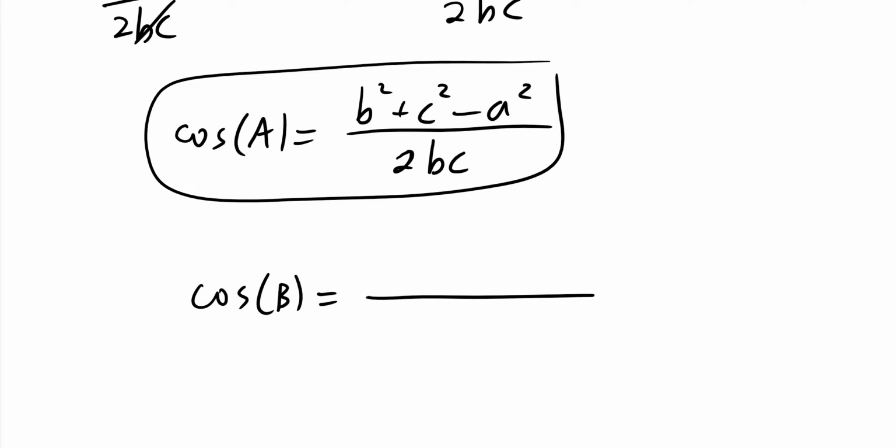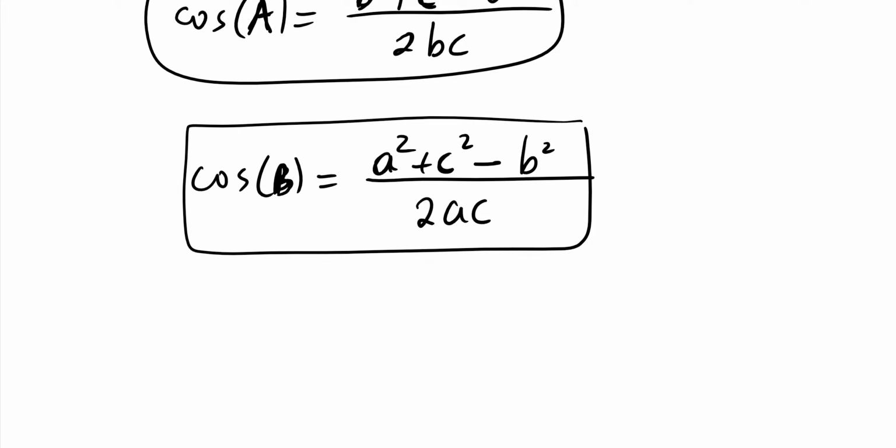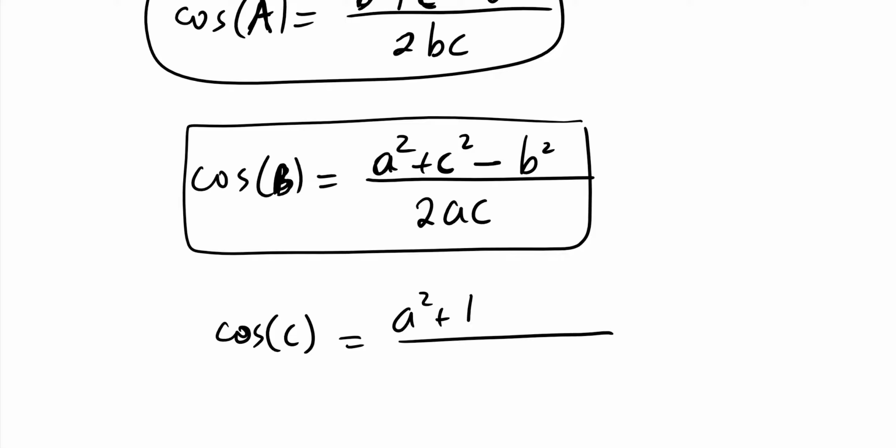If I want to find cosine B, this is how you find it. Watch, since it starts with A, you do B and C. So if it starts with B, you do A and C, A squared, C squared. And always 2 in the denominator. If this is A and C, AC goes here. And always minus the one that's facing that B, which is B squared. That's cosine B. Now you can pause the video and try to find one for cosine C. If you do so, that will give us A squared plus B squared over 2AB and minus C squared.